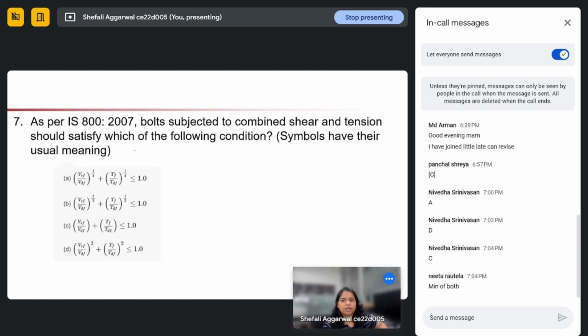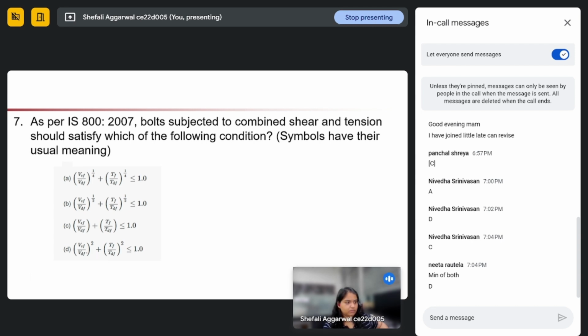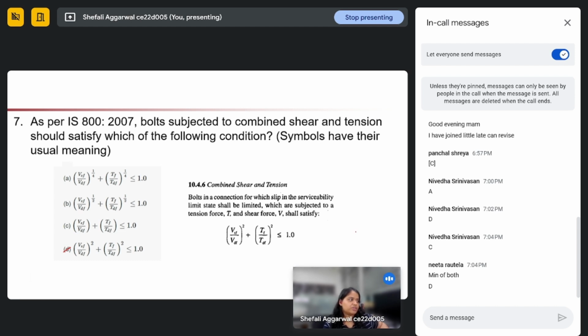Next. As per IS 800, bolts subjected to combined shear and tension should satisfy which of the following conditions? This is a direct formula which is given in IS 800. You can check and see. D. Okay. So combined strength is given by (VSF/VDF)^2 plus (TF/TDF)^2 less than or equal to 1. Correct answer.